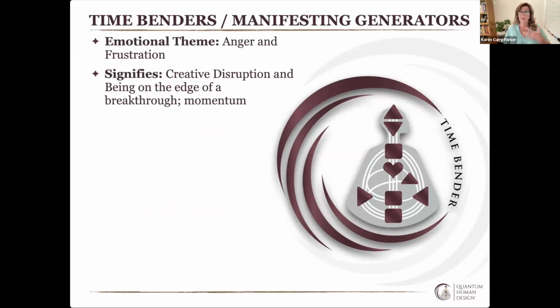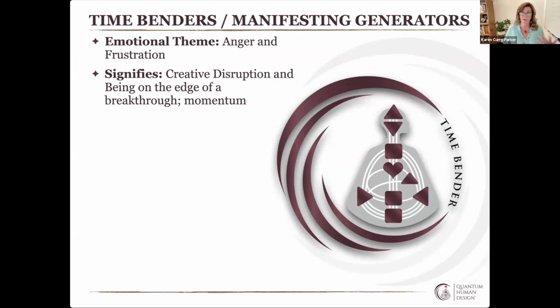So just like with the generator types, because a time bender is a generator type, or a manifesting generator is a generator type, you will have plateaus where you feel stuck. And on those plateaus you'll feel not only frustrated, oftentimes you can even feel angry. And sometimes what happens when the manifesting generator sits on a plateau is they're already starting other stuff on the side, because they're starting to build the contingency plan, because all that energy starts building up. And so they're like, well, maybe I'll do this and that and this and that and this. And it can be very frenetic.